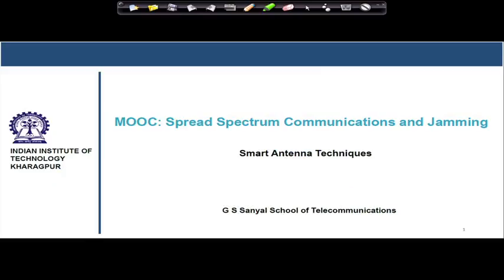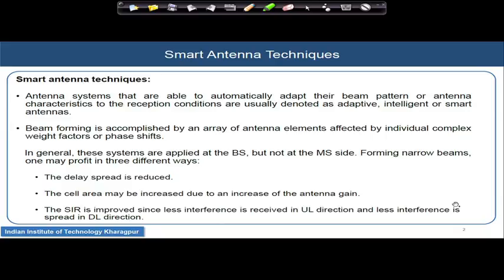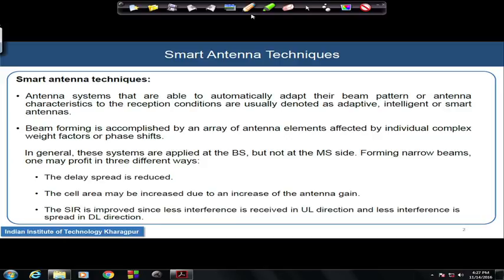Hello students. In continuation of our discussion for controlling the interference, or handling the interference mechanism in a CDMA network, today we will discuss the smart antenna techniques. Smart antennas are antenna systems which are capable of automatically adapting their beam pattern or antenna characteristics to the reception condition. We usually denote them as an adaptive antenna, intelligent antenna, or smart antenna.